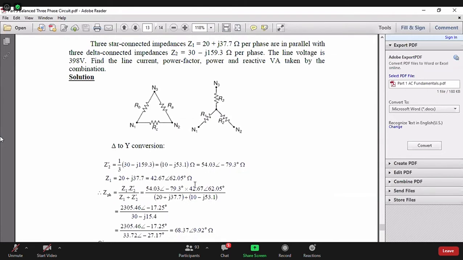So there are two concepts here. One is how impedances are connected in parallel. There is quite a difference from single phase to three phase, and how we solve by using this star and delta conversion. I will explain it for the unbalanced system later.